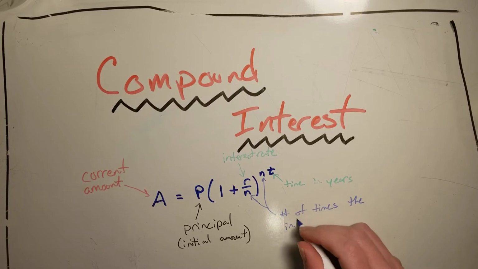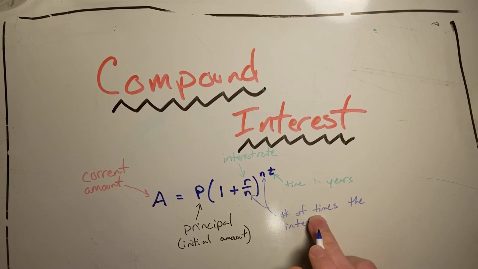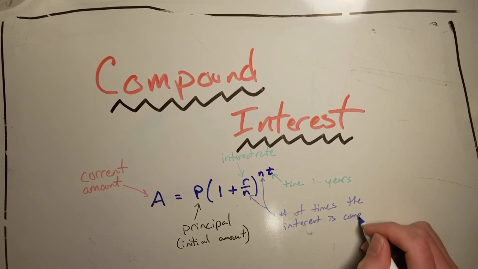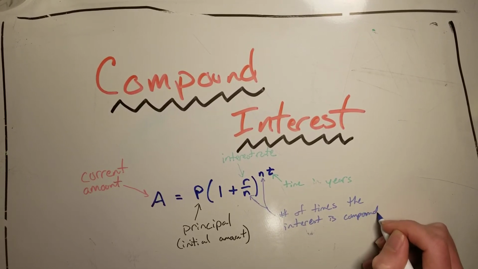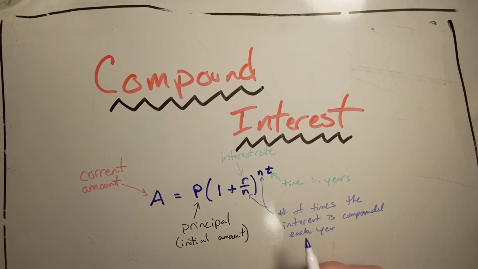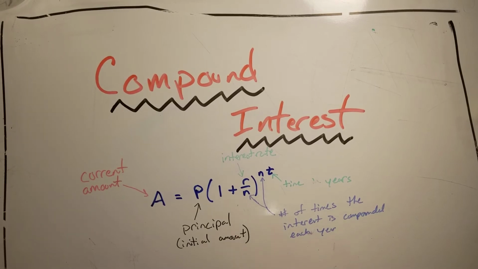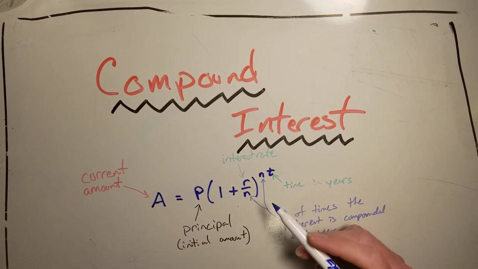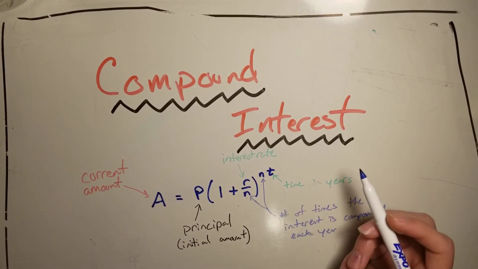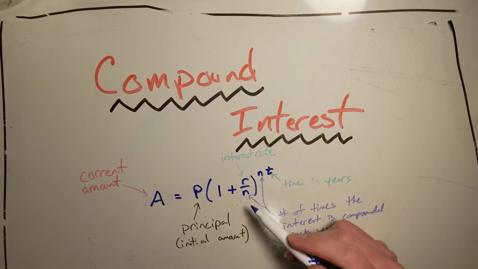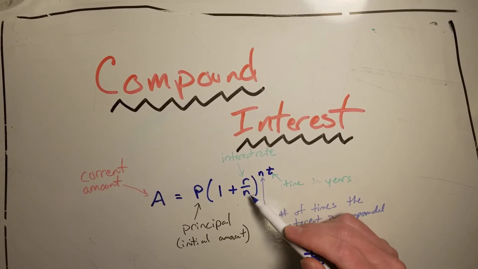So the number of times the interest is compounded each year. So if we were compounding the interest monthly, then you would have 12 in both of these, because it would be 12 times in the year. If you compound the interest quarterly, you'd have a 4 in here, because you're going to compound it 4 times. If you compound it weekly, you'd have a 52 in here.